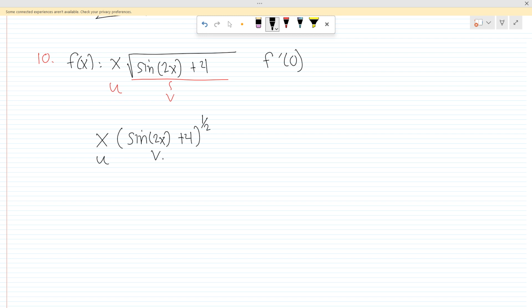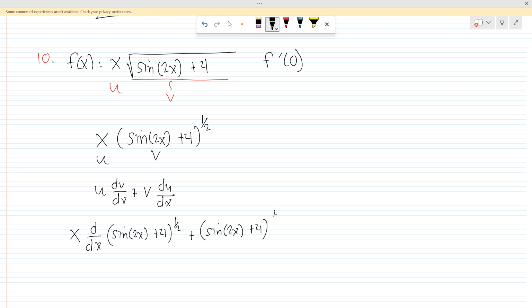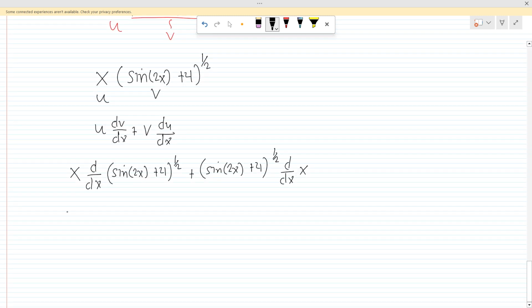Okay, so applying po ulit, or we are going to apply our product rule, that is u dv over dx plus v du over dx. So let's start with our first term. Okay, so our u is x, then d over dx po ng ating sine of 2x plus 4 raised to 1/2. And we have here plus our v is sine of 2x plus 4 raised to the power of 1/2, then d over dx of x. Okay? Okay, so for this one, copy yung x.